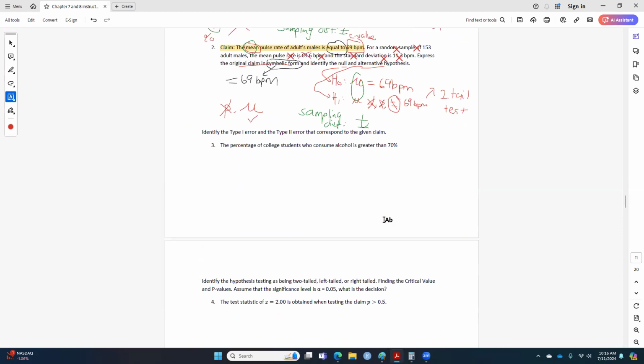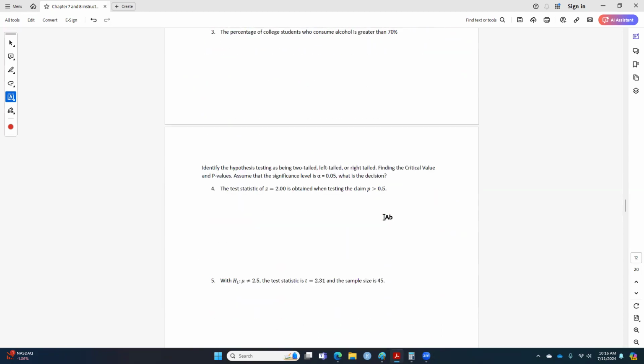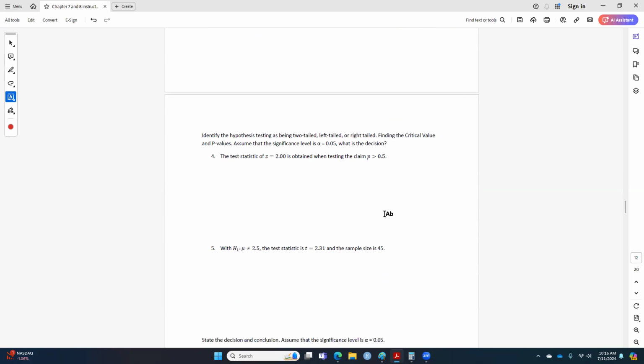So we'll come back to number 3 in your example. We're going to go for example 4 and example 5. In this example, the question is asking what kind of test it is: a left tail, right tail, or two-tail test. Then the question wants you to find the critical value, and then also the p-value. And then they ask you to figure out what the decision is.